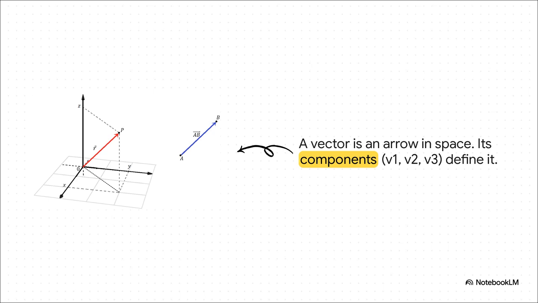The easiest way to picture a vector is as an arrow, but the math behind it is all about its components. In 3D space, that's just three numbers that tell you how far to go along the x, y, and z axes. Think of these components like the vector's DNA. They hold all the information about its length and the way it's pointing.